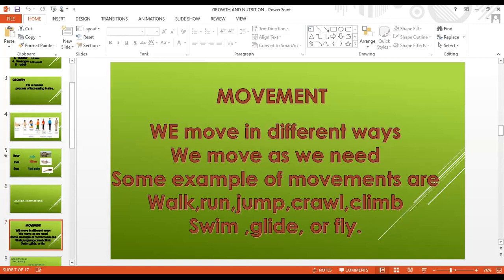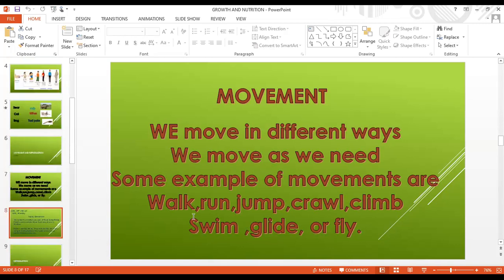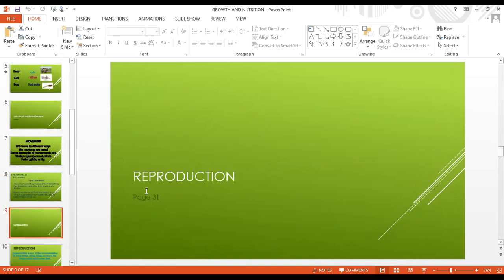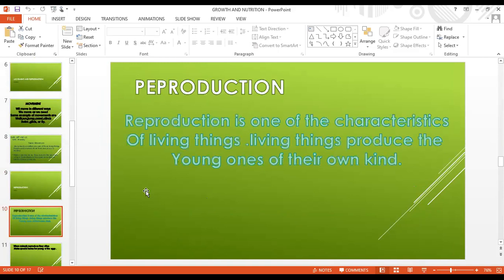Now today we'll talk about the next topic, that is reproduction. So what is reproduction? We wrote something about movement here. Movement is a life process which is common among animals. Today we'll talk about reproduction. What is the meaning of reproduction? Reproduction is one of the characteristics of living things.